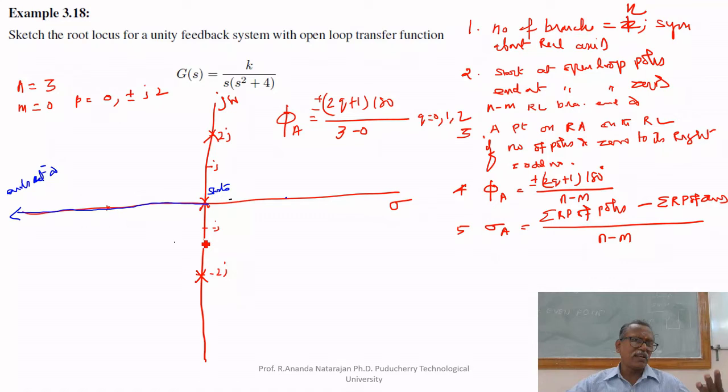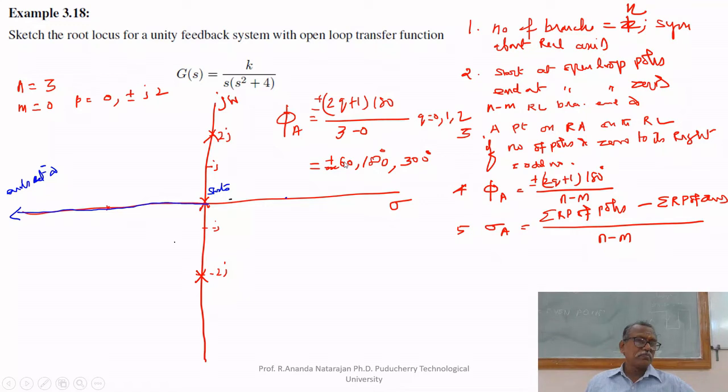When q equals 0, 180 divided by 3, therefore plus or minus 60. What is the other one? If you substitute q equal to 1, what you will get? 3 times 180 divided by 3, that is 180 degrees. When q equals 2, it means 5 times 60, that is 300 degrees. So let us consider only positive. You have to consider all positive or all negative, so let us consider all positive: 60, 180, 300. Angle of asymptotes.